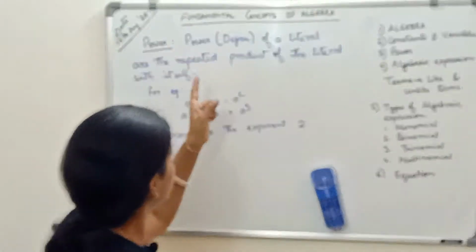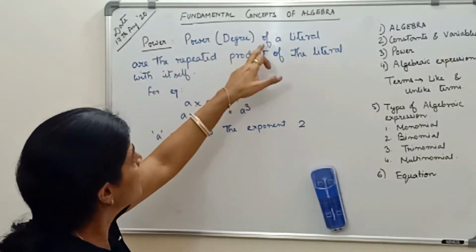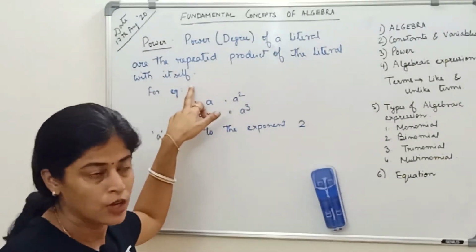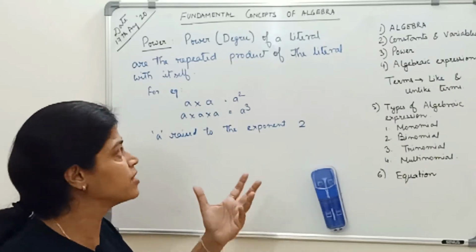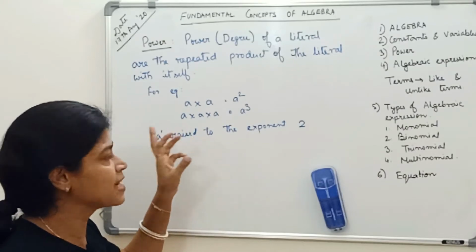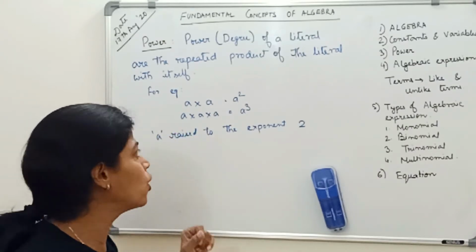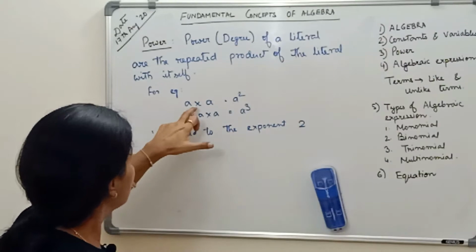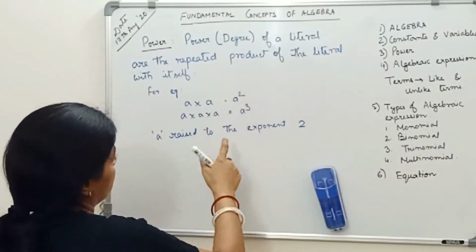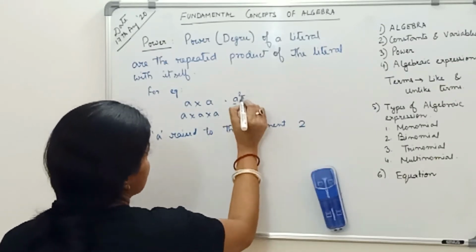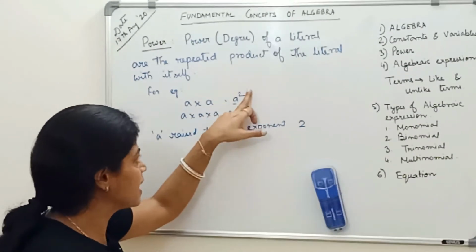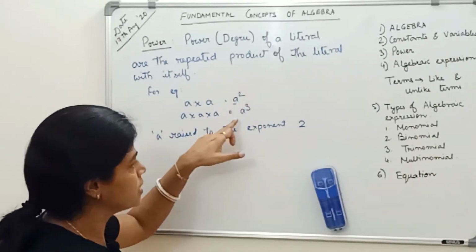Coming to power. What is power? Power, or degree, of a literal is the repeated product of the literal with itself. What is a literal? Literal or variable are the same thing. So variables we use with small letter alphabets like a, b, c, x, y, z. For example, a into a is equal to a square. We read it as a square. Here a is the base and 2 is the exponent, or it is said power, or index.